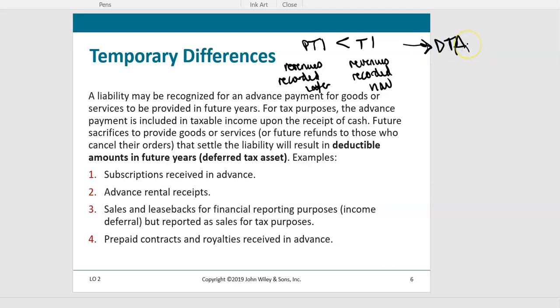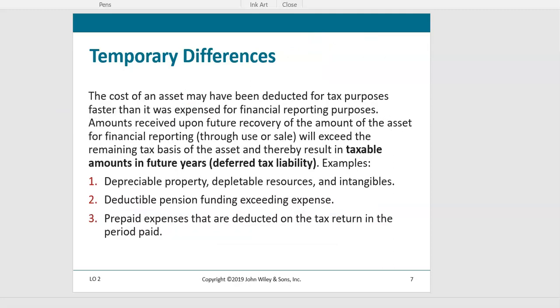The examples here: subscriptions received in advance, rental receipts. We're getting the cash now under tax, but we're not recording the revenue under pre-tax income. We record unearned revenue or the liability. Taxable income is higher because the tax code says when we get the cash now, we can record that revenue. Other examples: sales and leasebacks for financial reporting purposes, and prepaid contracts and royalties. Get the cash now, record the revenue later under book or GAAP.